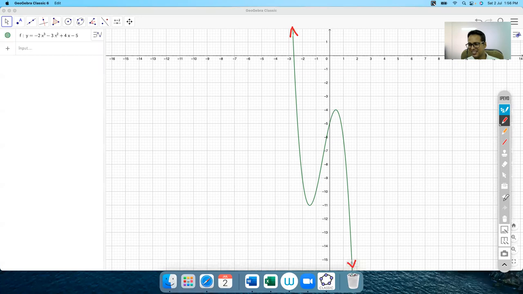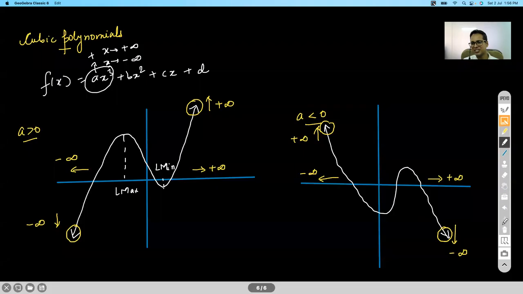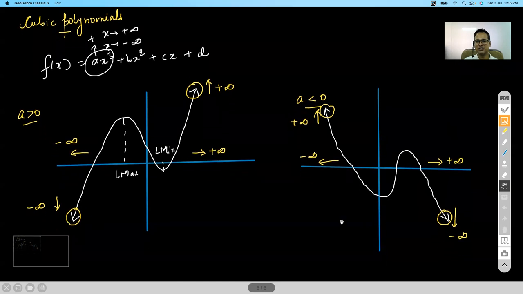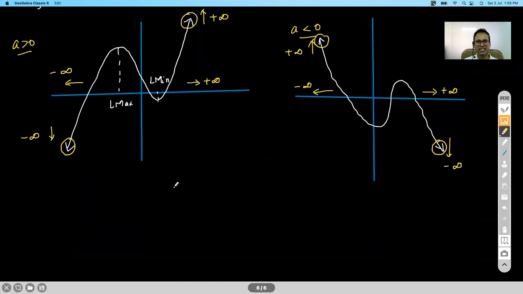Clear? These are the local maximas and local minimas, and they require calculus, so I don't want to comment on them right now. Calculus is something we have not yet started with, but we'll be starting very soon towards the end of the year. So looking at these two graphs, let us come back to our main agenda.